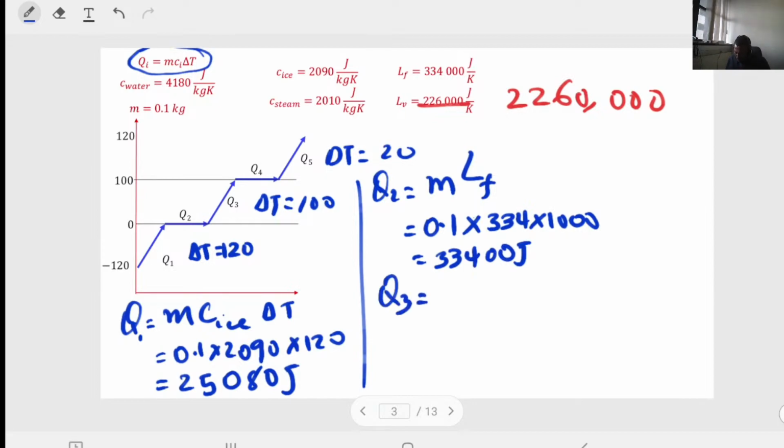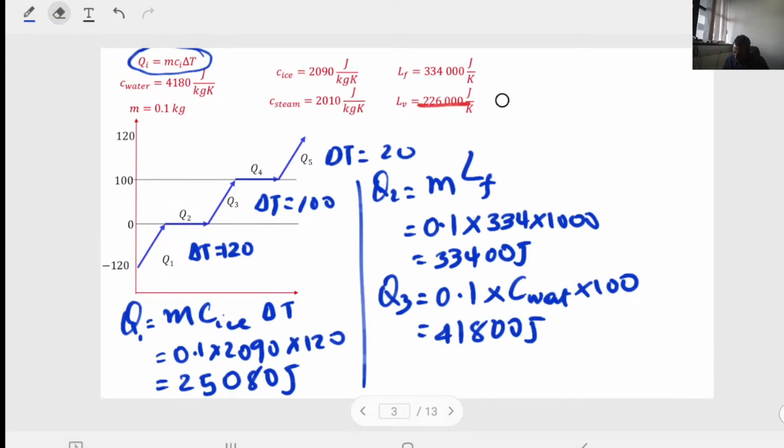Q3, I got mc delta T again: 0.1 times, remember this one, c of water. This one is different, because it is water now. You should not use the c of ice at Q3, you must use c of water. Be careful there. c of water times delta T, which is 100, times 100. I get for this one 41,800 joule. Then I don't have space now to write.